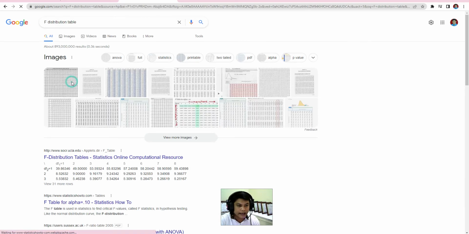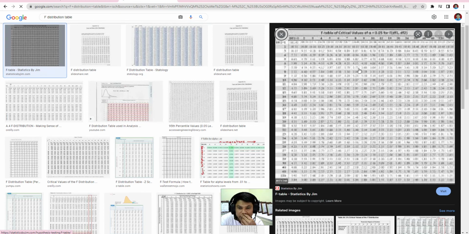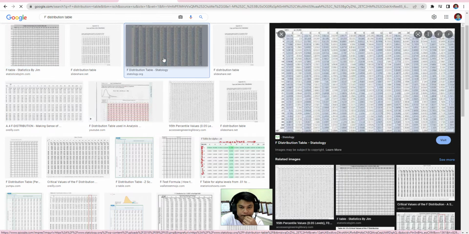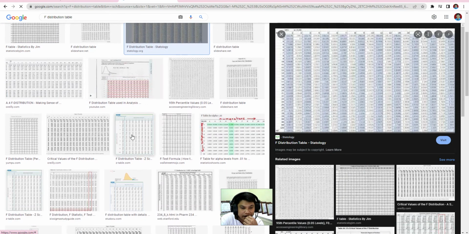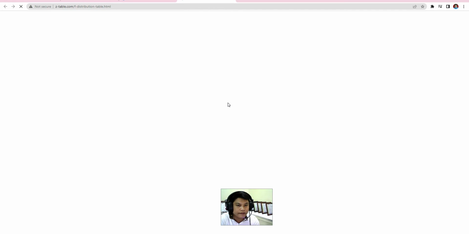Okay, and then let us decide which table we are going to use. How do you know that you are looking at the correct table? You just look at the degrees of freedom numerator and degrees of freedom denominator. For example, we will use the F distribution table from the internet. I hope you can see it here. Okay, if we visit the website of this one.